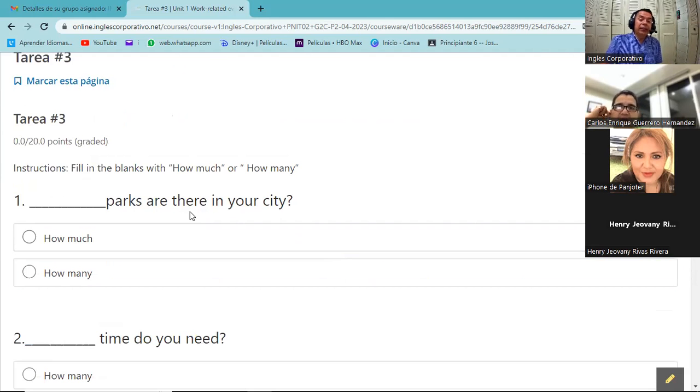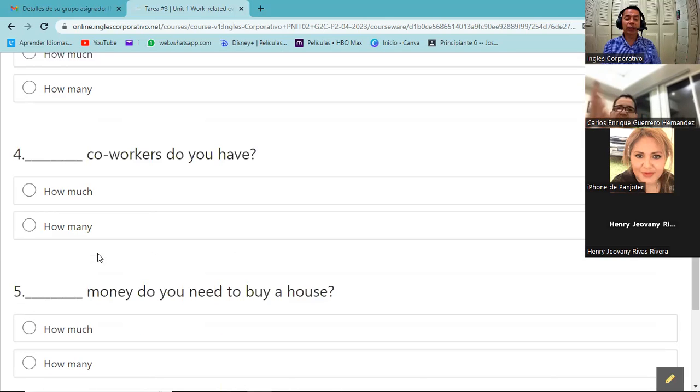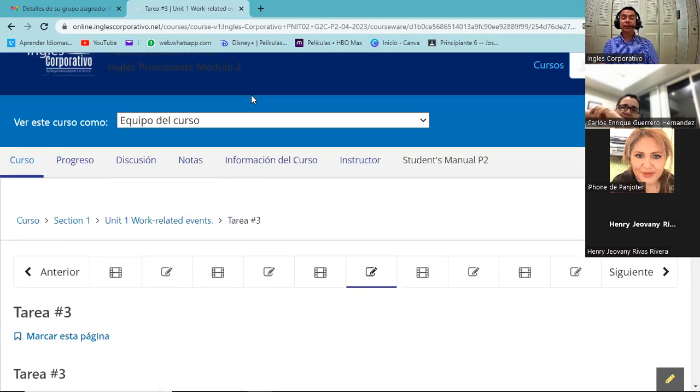Aquí es complementar. Listen. How many and how much? How many is for countable, and how much is for not countable. Pencils: how many pencils? Water: how much water? How many pens, right? So here, parks. Parks are countable or not countable? You know, right? Ahí vamos a contestar how much y how many, right?